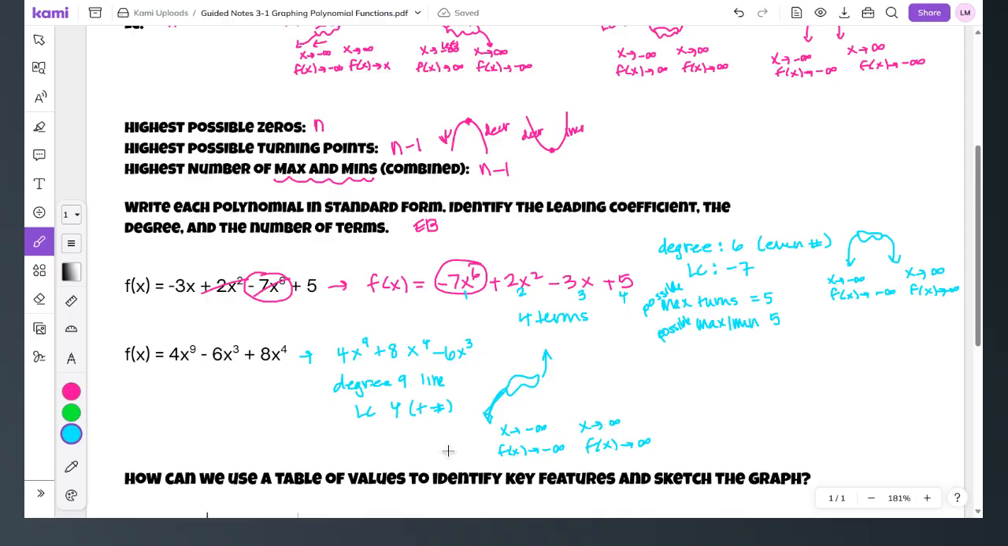Number of terms, we have 3 terms. Possible turns, so terms and turns. We want to make sure we are enunciating that clearly so we know what we're talking about when we're focusing on those. So I have 9. Oh, I forgot to talk about zeros over here. I'll come back. So the maximum number of turns would be 8. Max number of zeros, the maximum times it hits the x-axis, would be 9. And this would also be my number of combined highs and lows, or maximum and minimum. So my maximum number of zeros over here would have been 6, same as my degree.